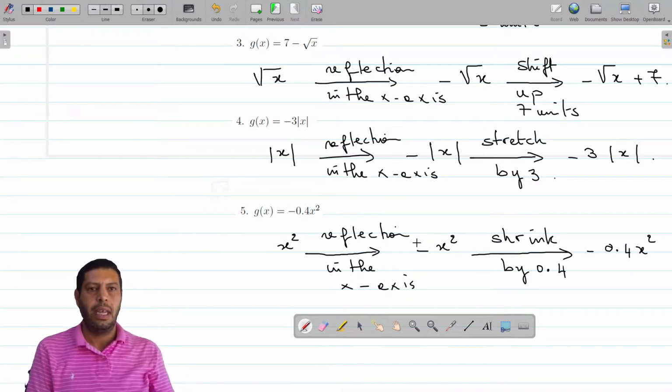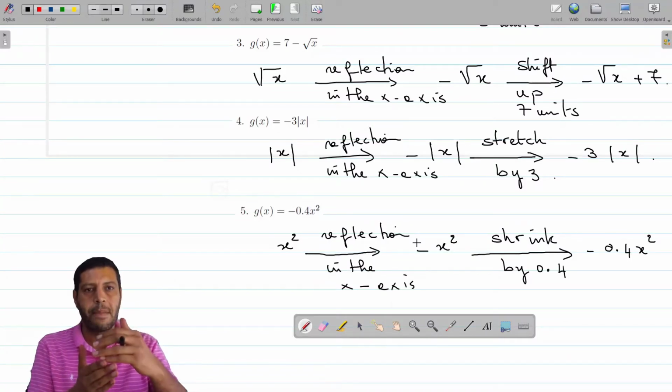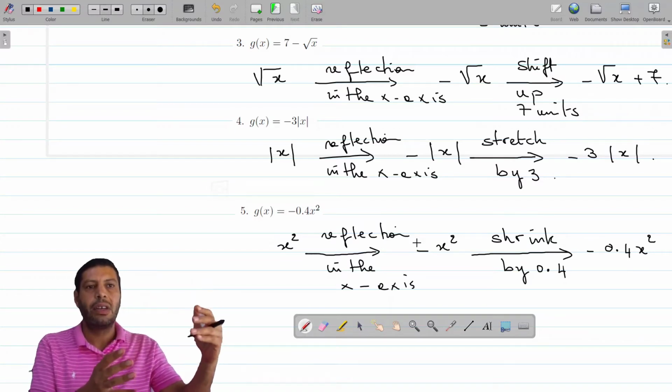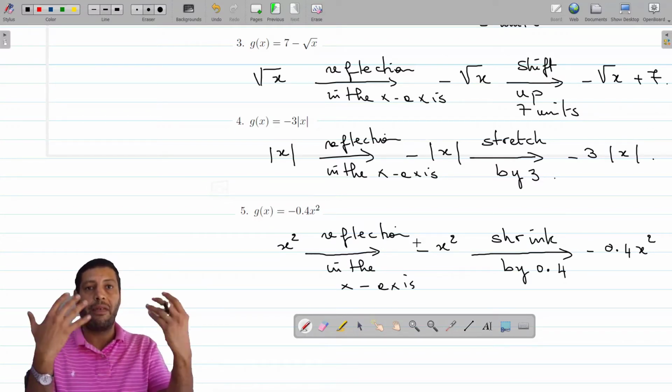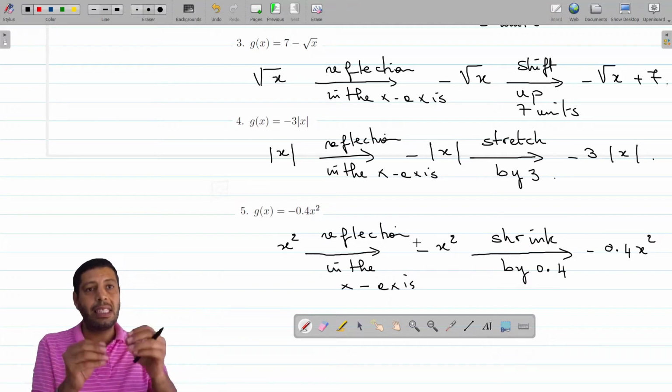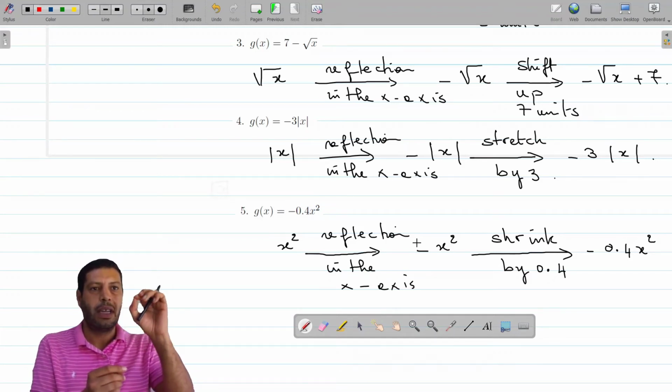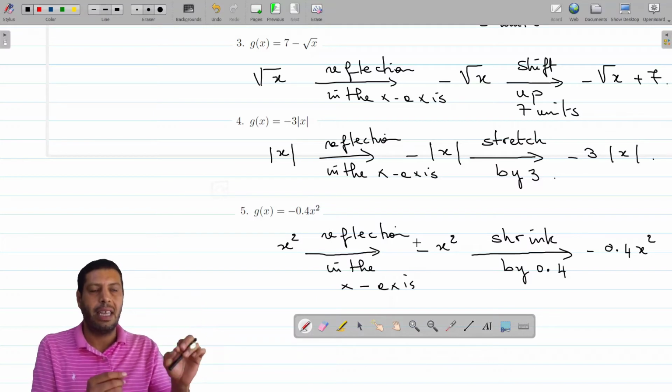Each time you have to identify first the basic function you're going to start with, and then do the sequence of operations which are needed to obtain your final function. And this sequence is not unique. You may have different sequences, but each time you have to check that your intermediate steps are correct. It means the operations you are applying give your desired result.